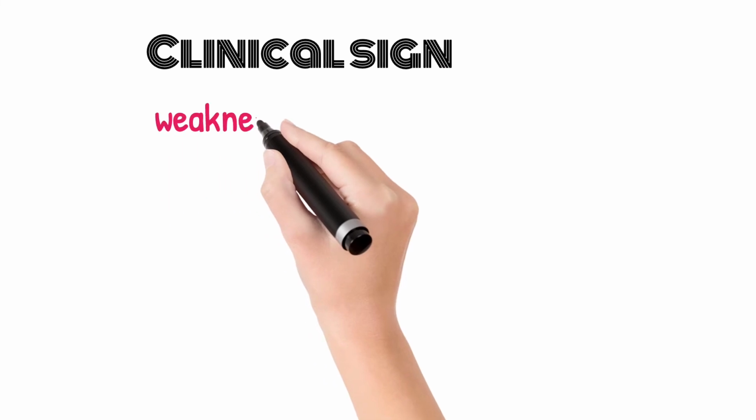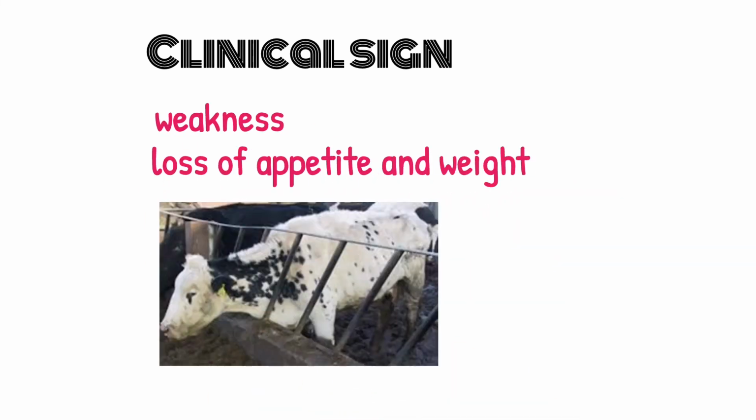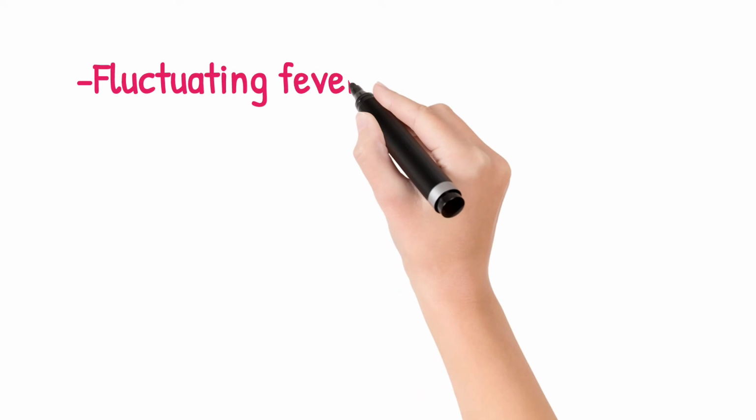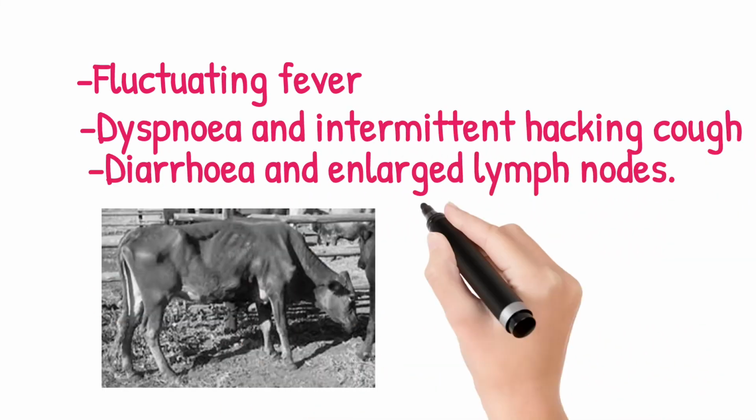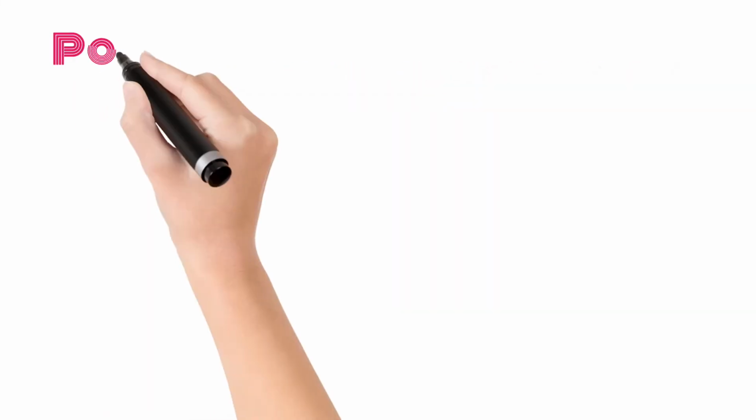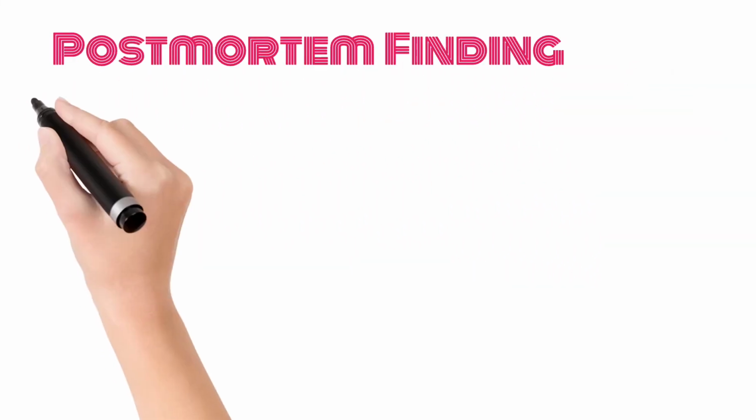Clinical signs. Bovine tuberculosis may be subacute or chronic, with a variable rate of progression. A small number of animals may become severely affected within a few months of infection, while others may take several years to develop clinical signs. The bacteria can also lie dormant in the host without causing disease for long periods. The usual clinical signs include weakness, loss of appetite and weight, fluctuating fever, dyspnea and intermittent hacking cough, signs of low-grade pneumonia, diarrhea and enlarged lymph nodes.